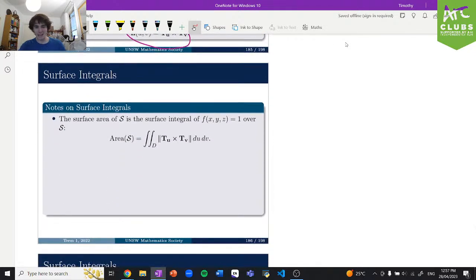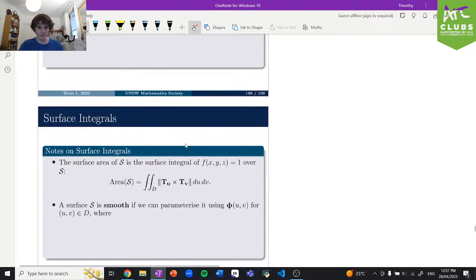Now, in the same way that you can write the length of your line as the magnitude of the derivative of c of t times dt, you can also calculate the area of the surface using this formula here, which is very, very cool.